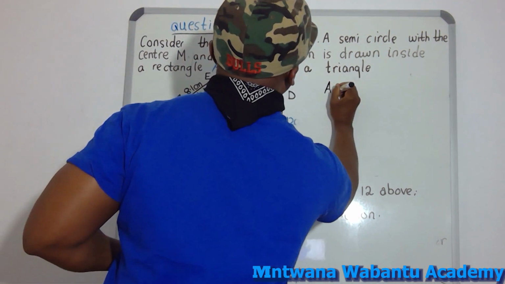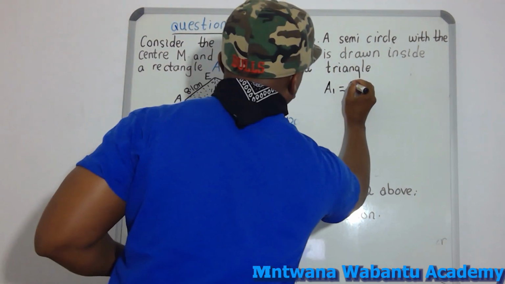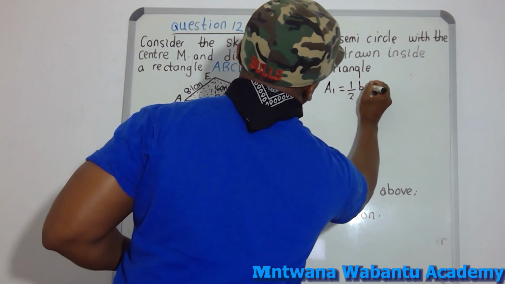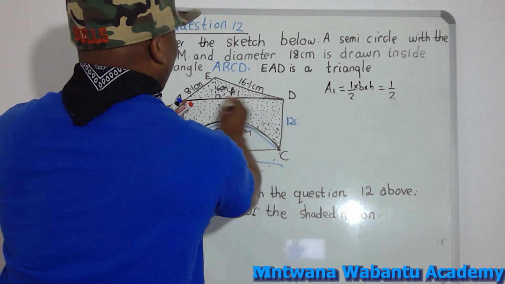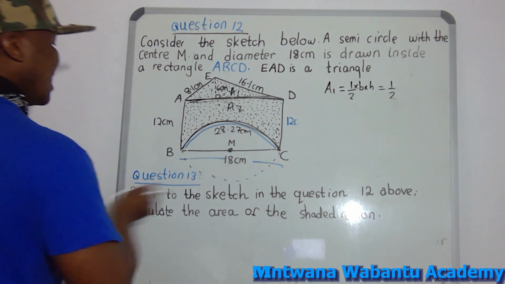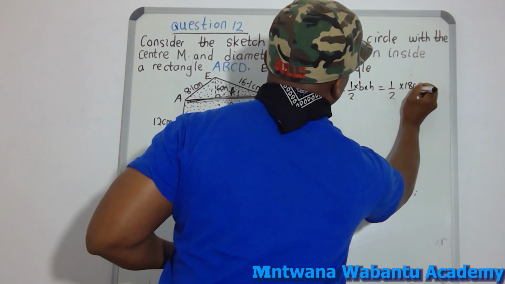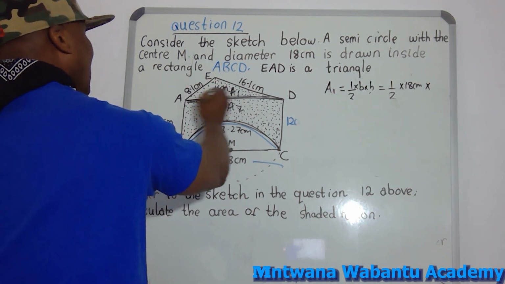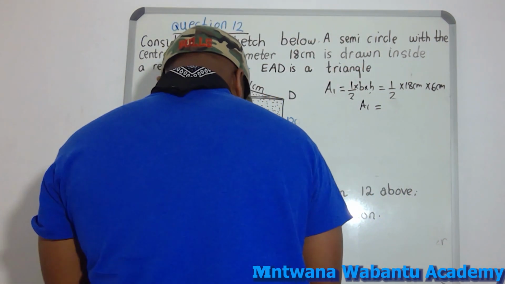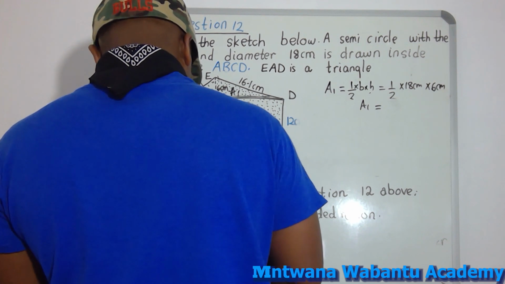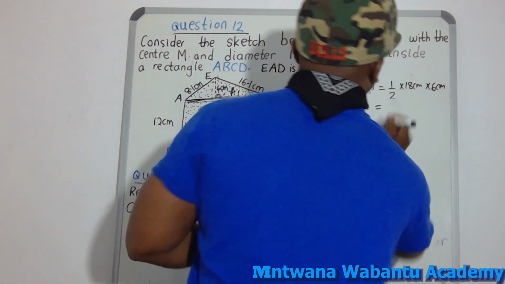Let me call this area 1 and this area 2. Area 1 equals, if this is a triangle, we know the formula for the area of a triangle: a half times the base times the height. The base of the triangle is this. If this is 18, this is also 18, the same length. So a half times 18 centimeter times the height. The height is 6 centimeter. Plugging into the calculator, area 1 equals 54 square centimeter.